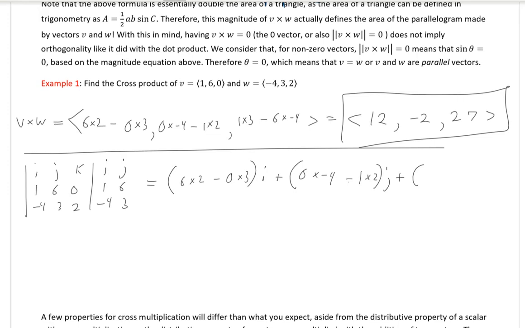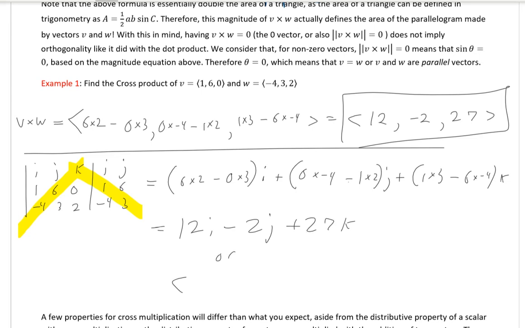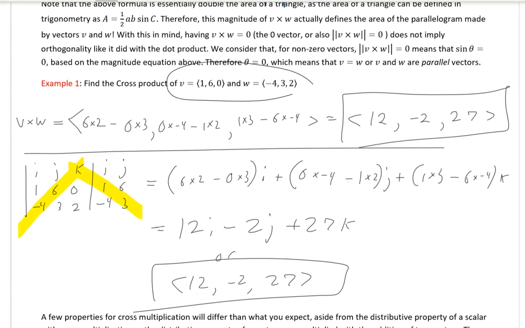And then we have the last component, k. k is going to give me 1, 3. Minus 6, -4. For k. That gives us the exact same evaluations, 12i minus 2j plus 27k, or 12, negative 2, 27. I recommend giving a result that looks like the vectors you started with. If I start off with ijk, I'd give my result as ijk. If I started off with the typical vector form, I keep that as well. So two different ways to find the cross product.